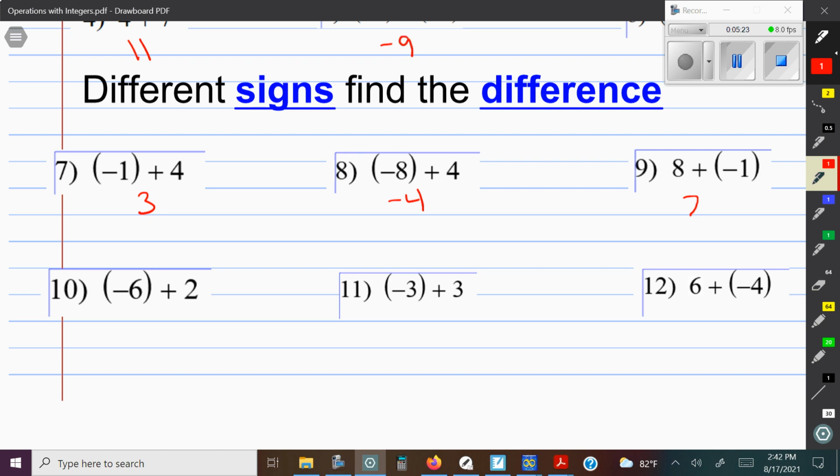All right, so on 10, we got different signs, find the difference. 6 minus 2 is 4. Since the 6 is bigger, make it negative. 3 minus 3 is 0. So 0 is neither negative or positive. And 6 plus a negative 4, different signs, find the difference. 6 minus 4 is 2. Since the 6 is bigger, we leave it positive. Put the 0 here.